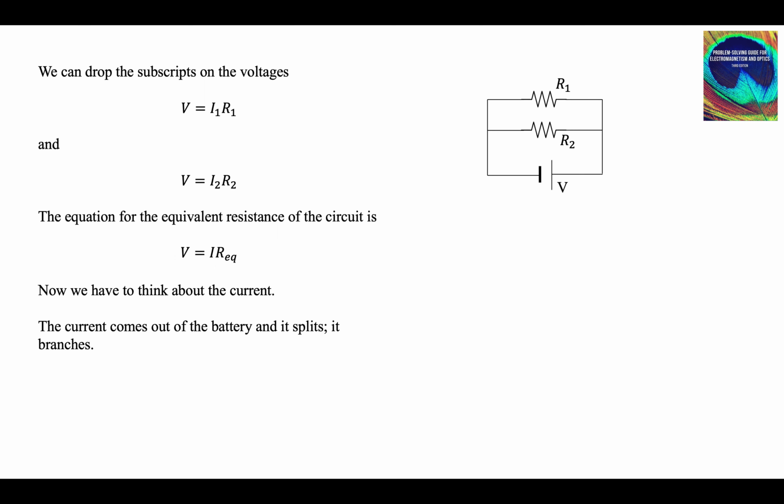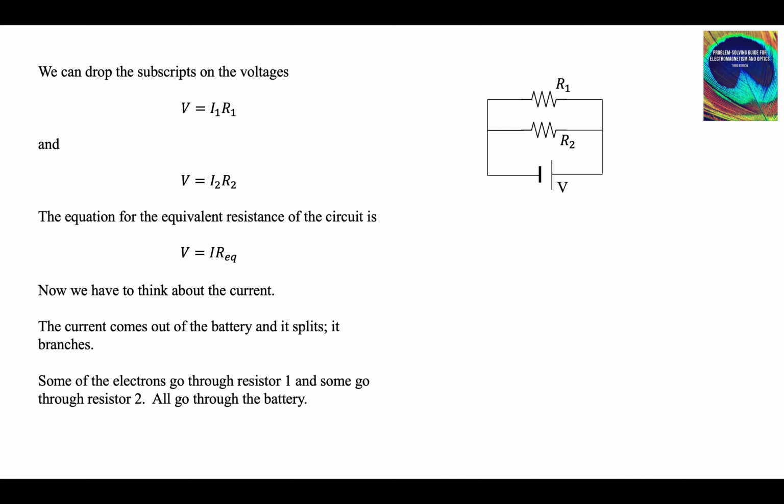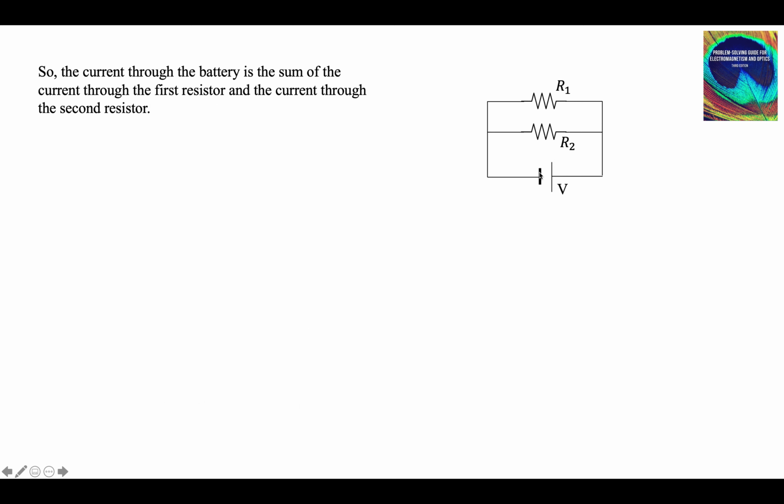Now what about this current? The current comes out of the battery and it splits. Some of it goes around this loop and some of it goes around that loop. Some of it goes through R2, some of it goes through R1. All go through the battery. There's no option there. The battery pumps them out. They can go around that loop or that loop. The current through the battery is the sum of the current through resistor 1 and the current through resistor 2. I through the battery is I1 plus I2.